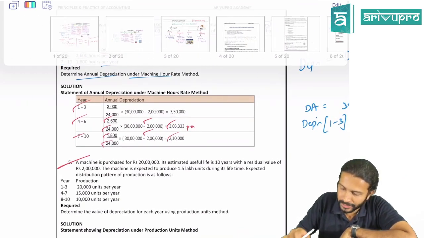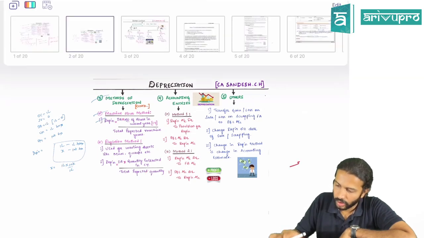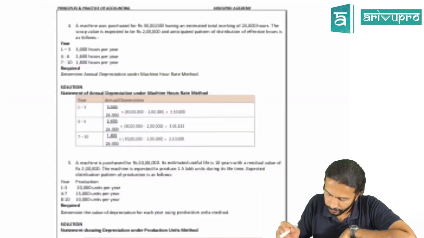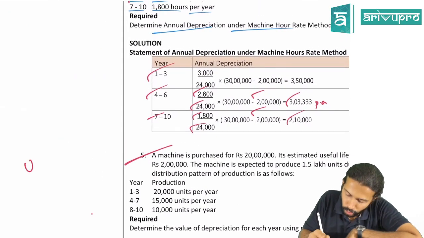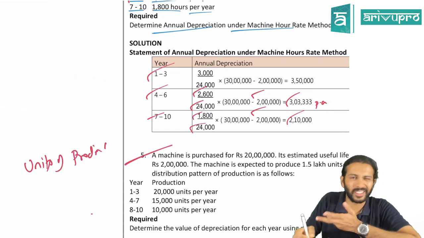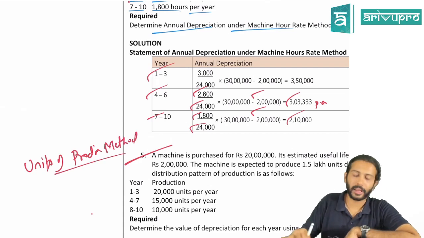Okay, next method, we'll go back to the chart. Machine hour we covered, no? I think there's one more on the same problem we have. Actually, there is also something known as units of production method. I've not brought it to the chart because it's one and the same. Machine hour method and units of production method both work along the same line.